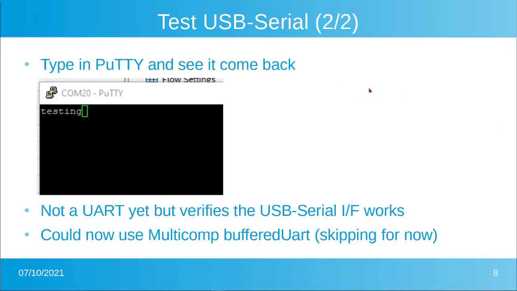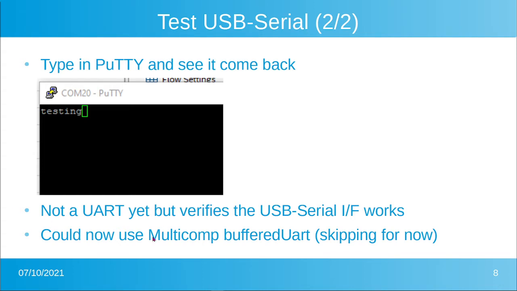So when you hook it up, make it run, tell it to run Putty, and then you type on the keyboard in the Putty serial window, it comes back. So I typed testing, and testing came back. Well, it's not a UART yet, but it does verify that the USB to serial interface works. It doesn't prove the baud rate's set correctly coming in, but that's very likely to be good.